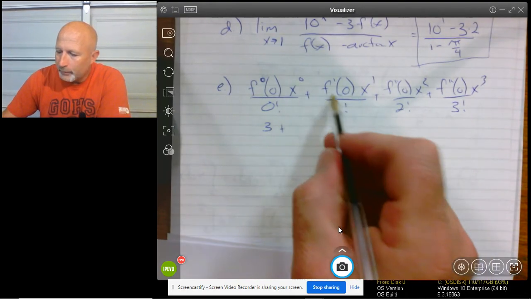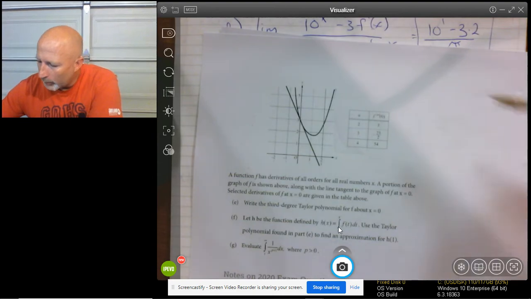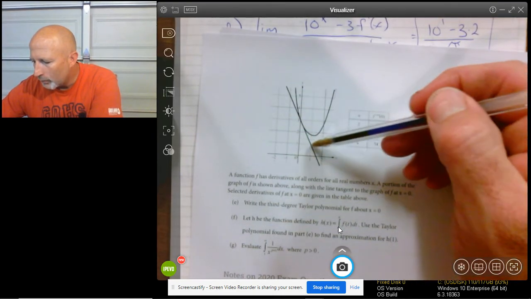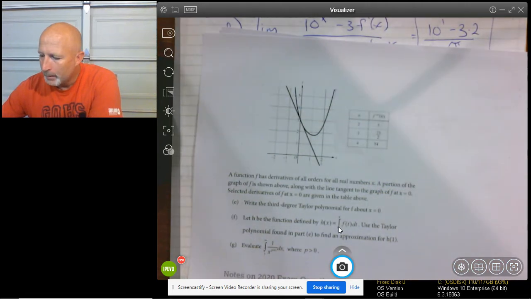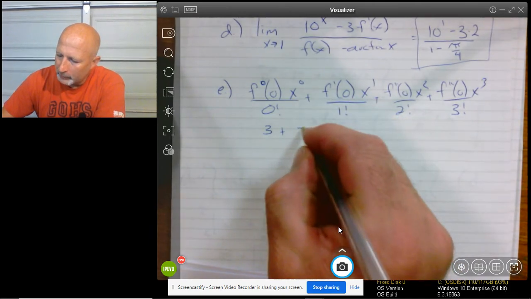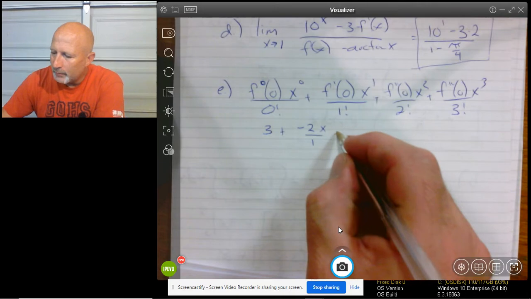Okay, plus the first derivative evaluated at 0. So that's going to be the slope of the tangent line evaluated at 0. Well, that's already given to us. And you can see this has a slope of down 2 over 1. So that's negative 2. So f prime of 0 is negative 2. So I have minus 2 times x all over 1, plus the second derivative evaluated at 0.